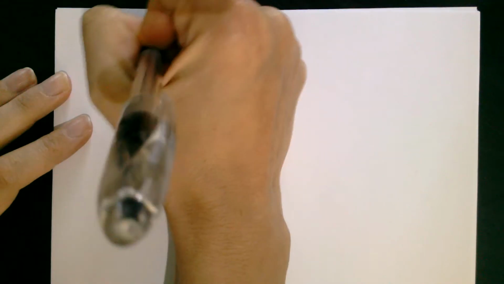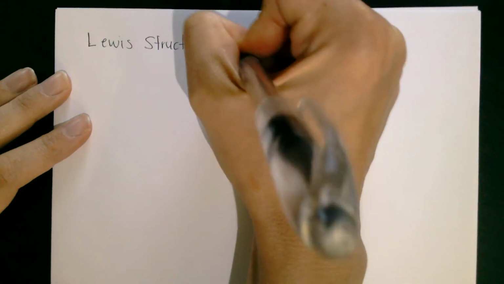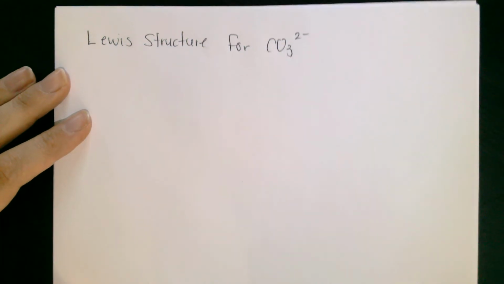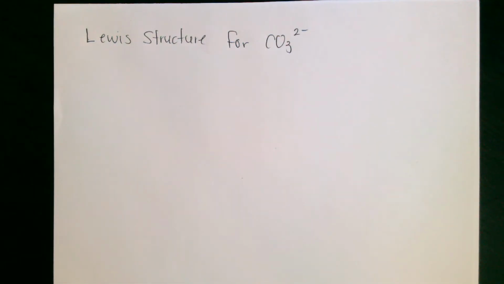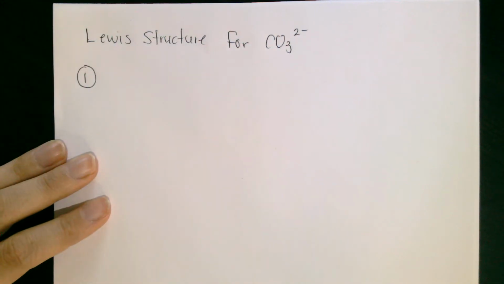So we're going to write out the Lewis structure for the carbonate ion, CO3 2 minus. Okay, this is going to be our example that we use for formal charge and for resonance. Okay, so step 1, we need to tally up all of the electrons we have for making bonds or having lone pair, so just all of our valence.